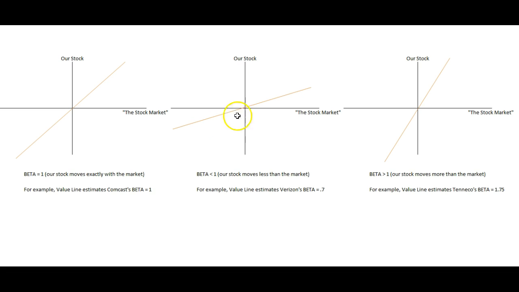Maybe our stock that we're interested in moves less than the stock market. So the slope of this line is less than 1. Verizon has a beta of 0.7. So we would require a smaller premium to invest in this particular stock because it moves less than the stock market. If it's got a beta of more than 1, that means it moves more than the stock market, so we're going to have to increase our premium. For example, Value Line estimates that Tenneco's beta is 1.75. On average, it moves more than the stock market, so I'm going to need more than that 7% premium above the risk-free rate to take this kind of risk because it's moving around so much.